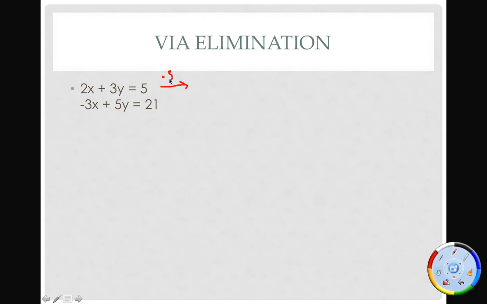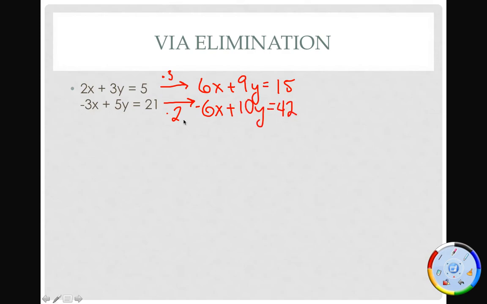Let's multiply this by 3. I get 6x plus 9y equals 15. So I just multiplied the entire equation by 3. Now, the reason I did that is because I'm simply trying to get rid of the x values. You could have gotten rid of the y's by multiplying by other numbers, but with the x's, I can multiply this by a 2, and I get -6x plus 10y is equal to 42.